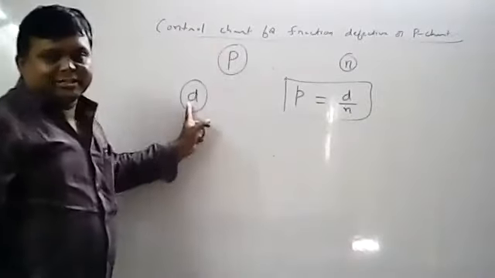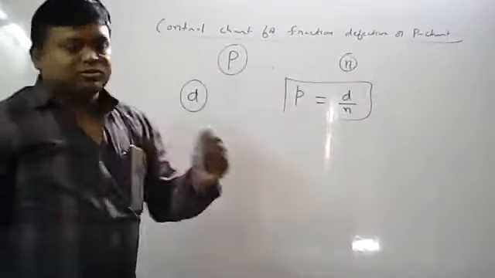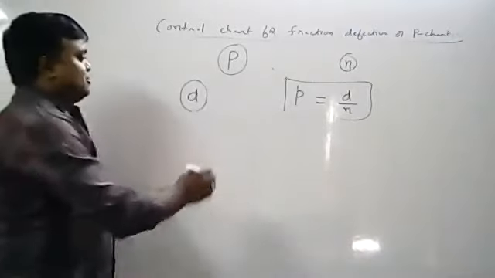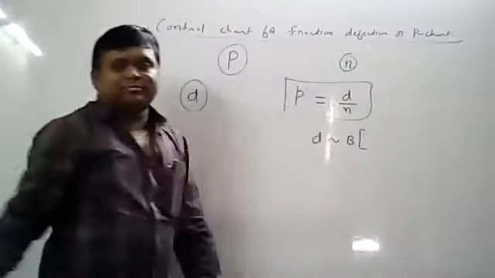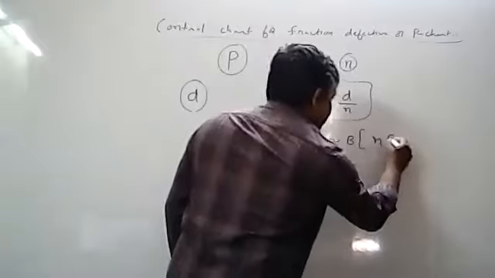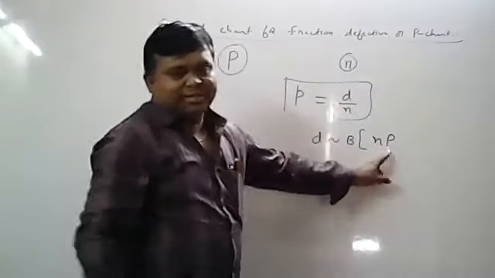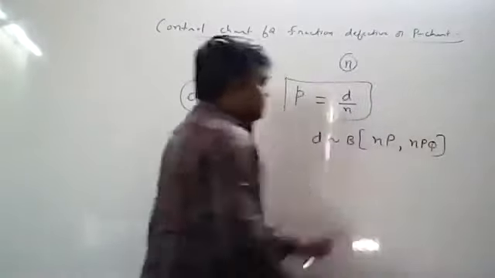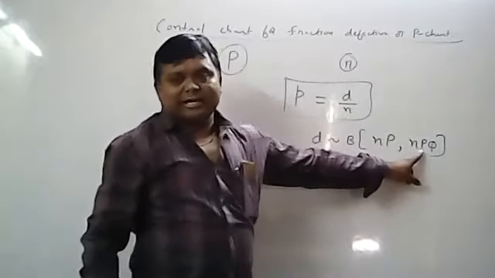Now, D follows which distribution? Finite trials are there, only 2 outcomes, either defective or non-defective. So D follows the binomial distribution. All of you know the binomial distribution mean. What is the mean of the binomial distribution? It is NP, because I have denoted the probability of success as capital P. NP is the mean value. And the variance is NPQ.